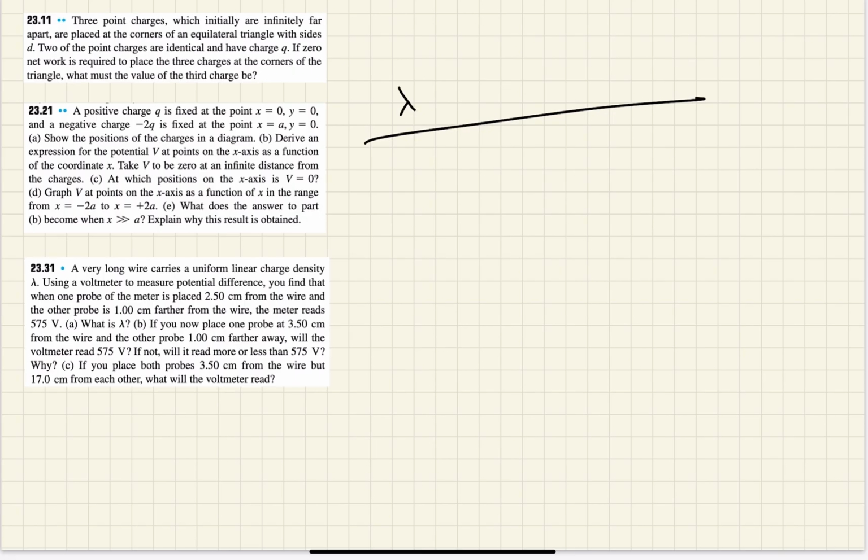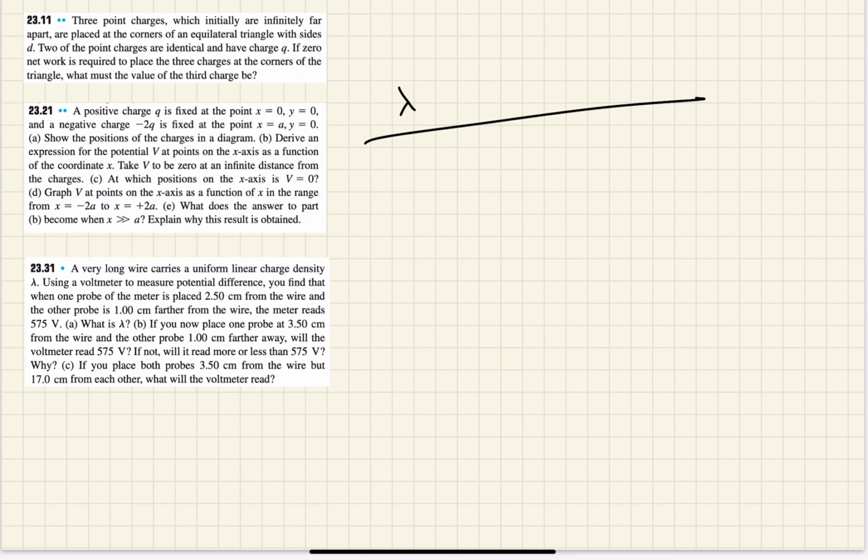First of all, we want to try to find an equation for the electric field in terms of lambda, and then you want the electric potential in terms of lambda. Because we've got voltmeters, you're measuring potential difference, which is just the change in electric potential.